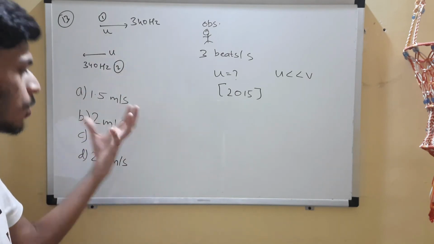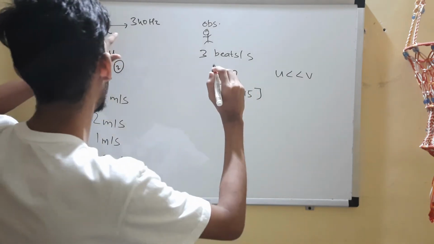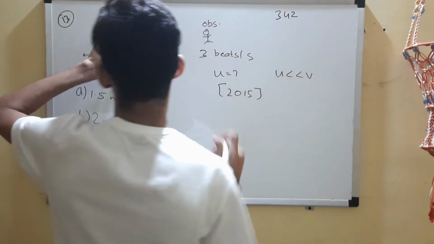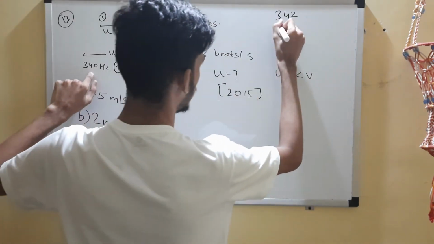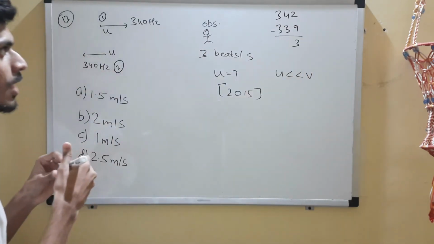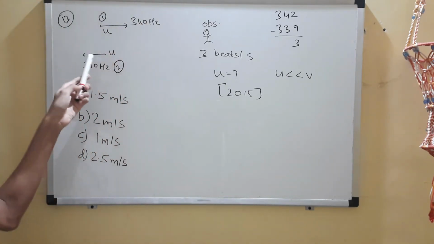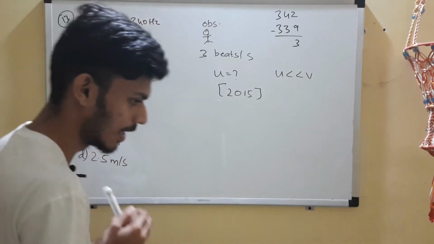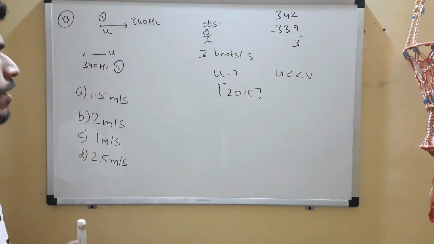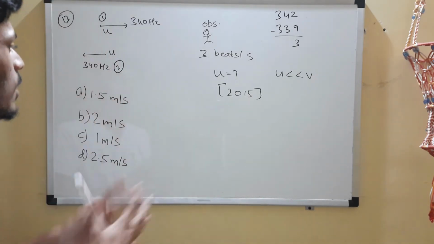Okay, and due to which he hears those beats. So you can imagine it this way: this will increase, the frequency of this, suppose it becomes 342, and this will become 339, suppose. So if you subtract these values, you'll get 3. So that's why he's hearing those 3 beats. Because this value increases, this decreases, the gap between them increases. So there is basically a difference in their frequencies. That's why he is hearing those beats. So that's the reason for hearing those beats.